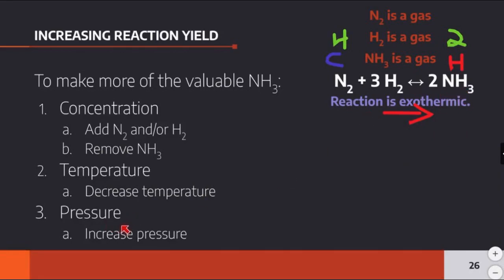Last one we want to do is increase the pressure. Why would increasing the pressure work? Well, if we increase the pressure, Le Chatelier's principle wants to decrease the pressure, so it'll shift to the side with fewer particles, which is the right. And if it shifts to the side with fewer particles, it's going to make more of the valuable NH3. And so this is a way that we can use Le Chatelier's principle to make more of something we want and make less of something that we don't want.